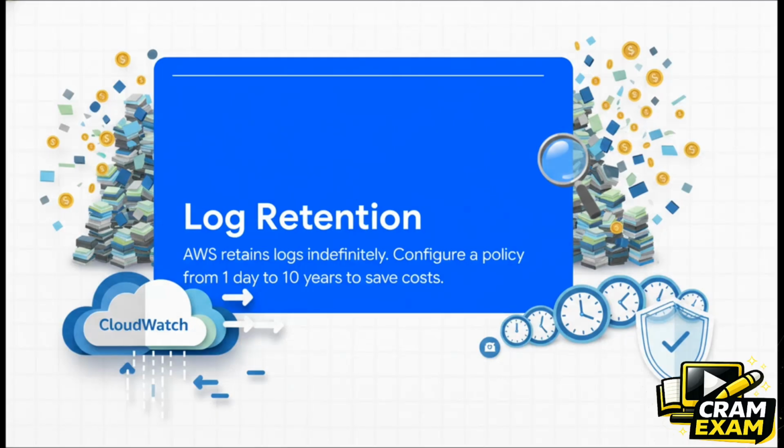Trap number 1, log retention. By default, Amazon CloudWatch Logs retains your data indefinitely. Let me repeat that. It keeps it forever. If you have a high-traffic production application generating gigabytes or terabytes of logs every single day, and you leave the default settings on, your AWS bill will quietly explode. It's a massive pain point. To prevent this, you must explicitly configure a log retention policy on your log group, telling AWS to automatically delete or archive those older logs after a specific time frame, ranging anywhere from 1 day up to 10 years.